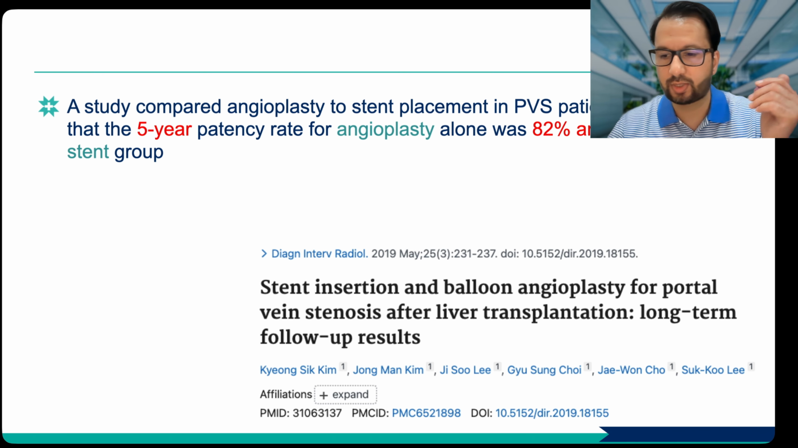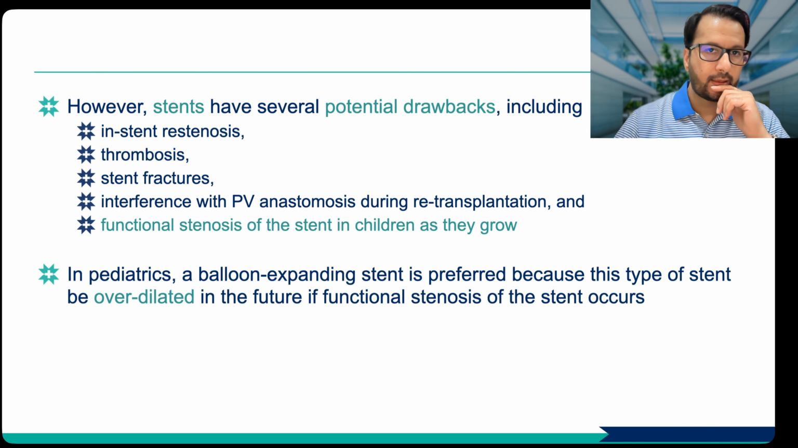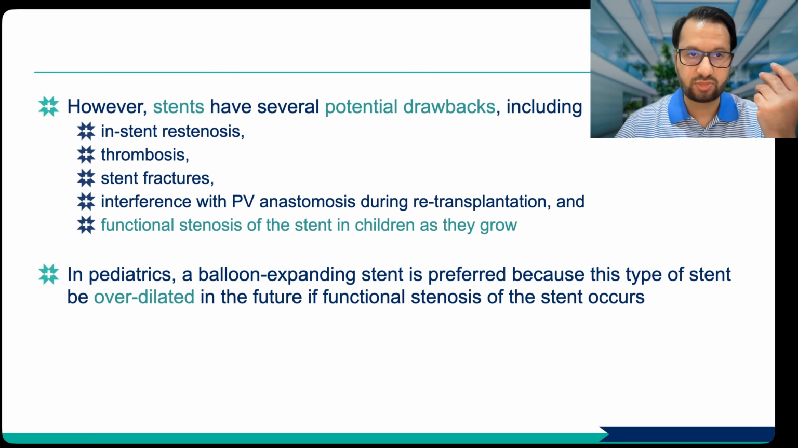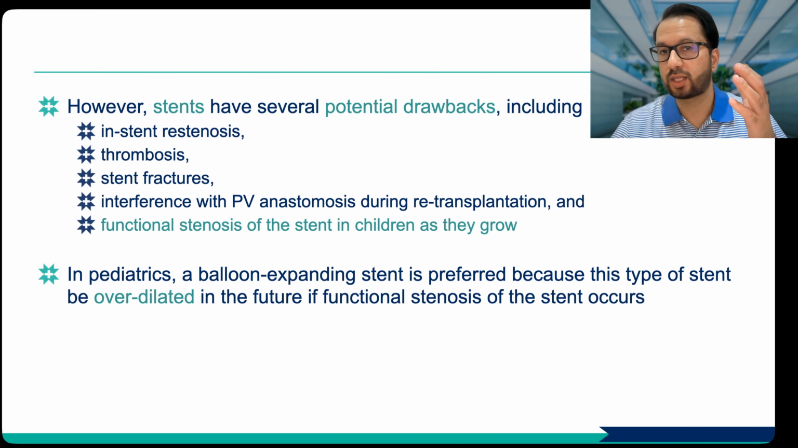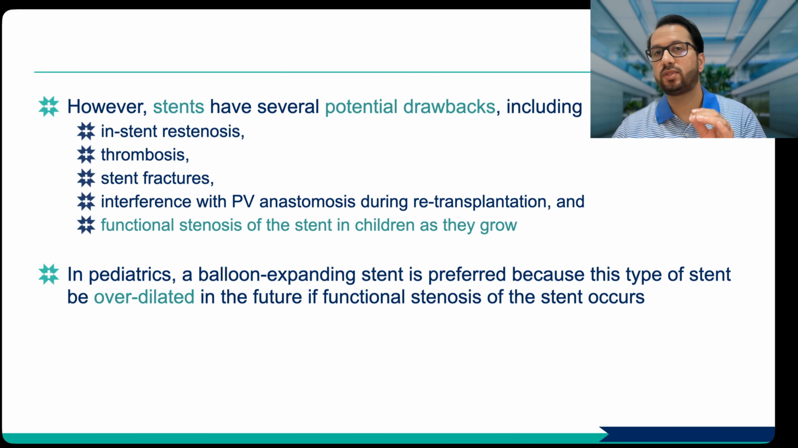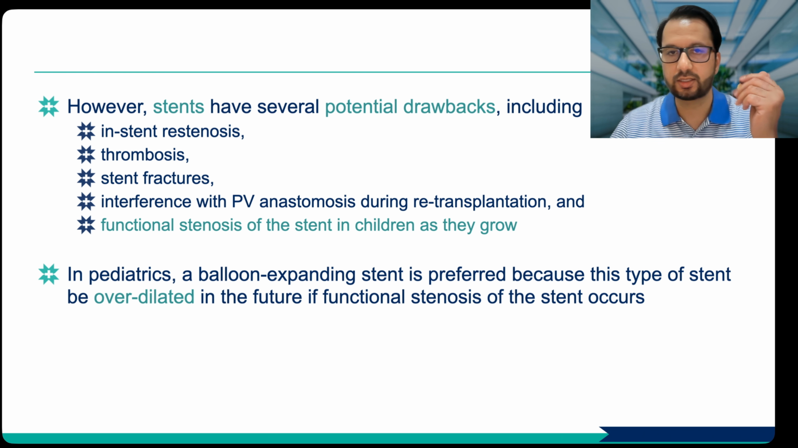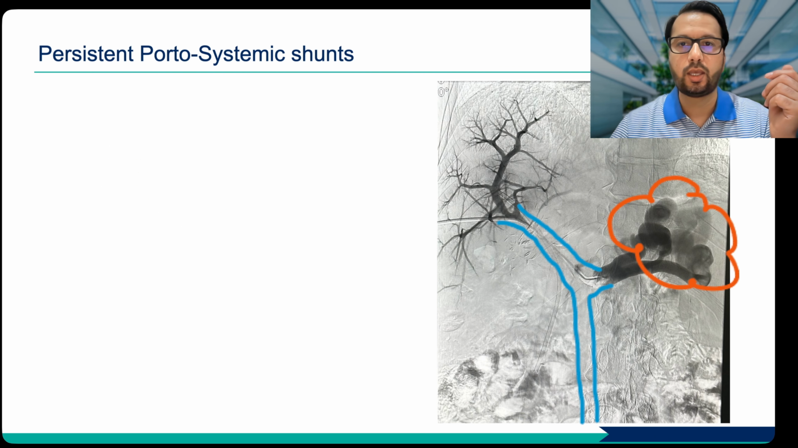Generally, we don't use them at the first instance because stents have their own drawbacks. There can be stenosis inside the stent, there can be thrombosis, fractures, and if there is a need for retransplant, then these stents can interfere with the anastomosis during the retransplant. And most importantly, in kids there can be functional stenosis because the kids will grow, the stent will remain the same, and this creates a unique challenge.